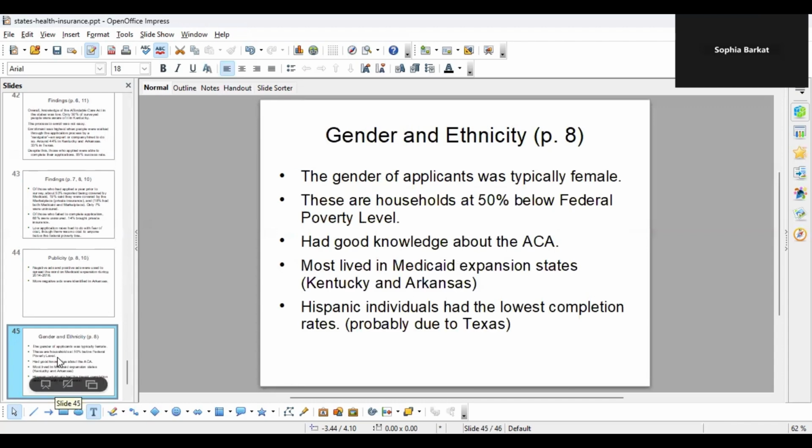Gender and ethnicity. So the gender of applicants was typically female. These are households at 50% below federal poverty level. The applicants, however, had good knowledge about the Affordable Care Act, or ACA. Most lived in Medicaid expansion states such as Kentucky and Arkansas. Hispanic individuals had the lowest completion rates. Part of this has to do with living in Texas, where they officially opposed Medicaid expansion.